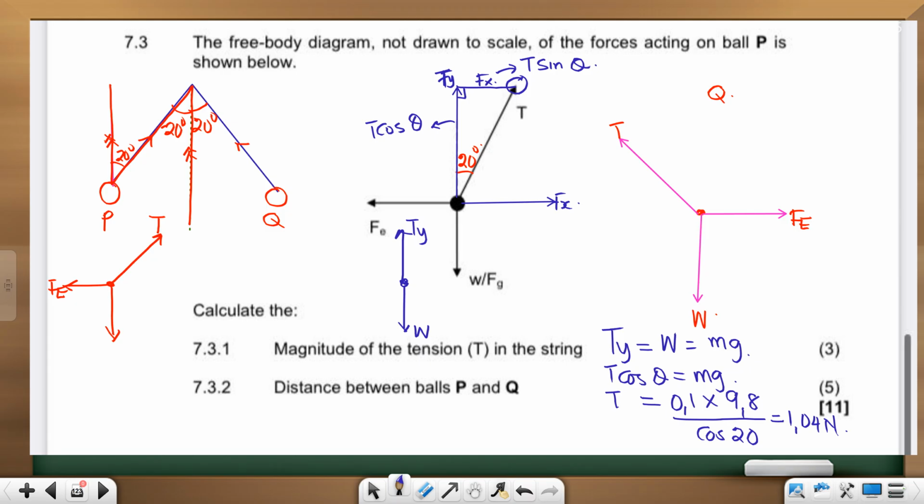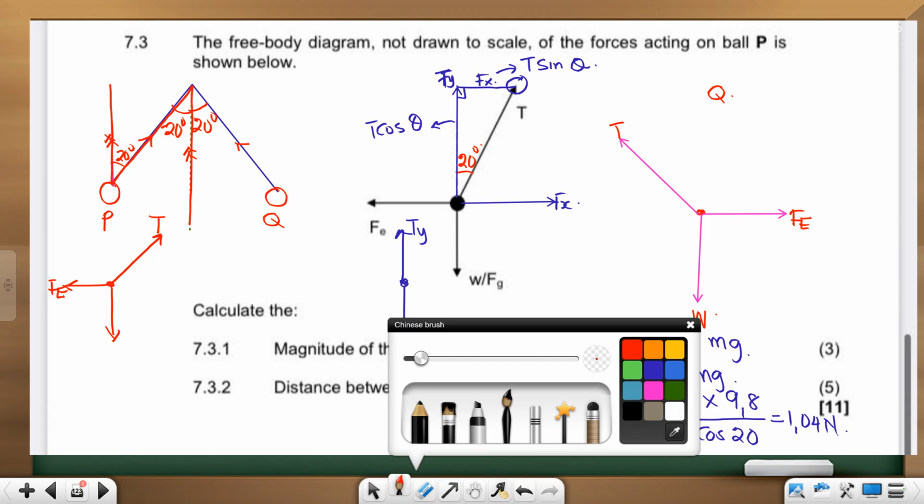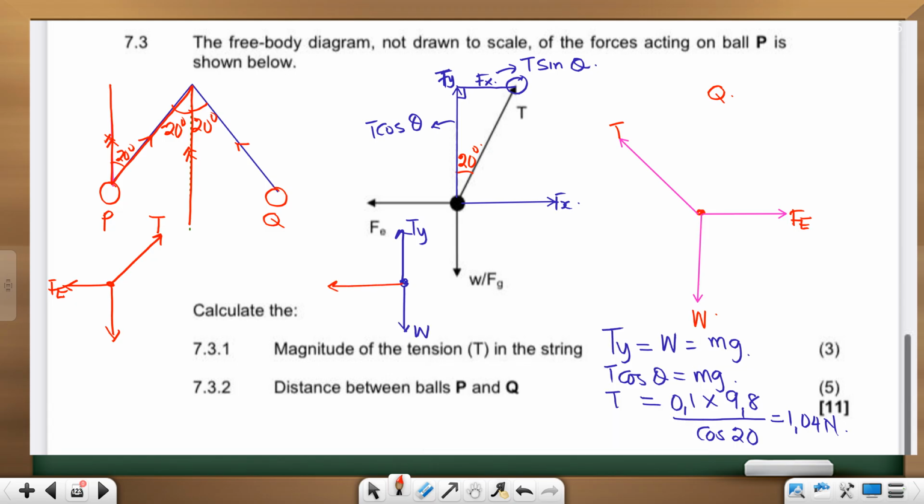Now, how do we get the second question? Can I look at my horizontal forces? Please check. You're going to do this for me. I'm just going to tell you something to do. What is this? Electrostatic what? Force. And what is this? Tx. Because the system is at equilibrium again, what can we say?